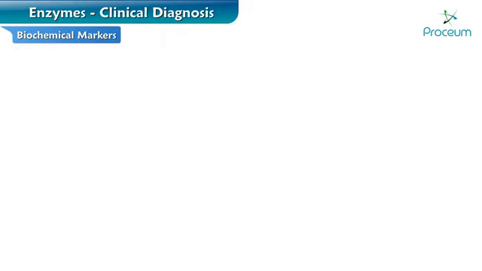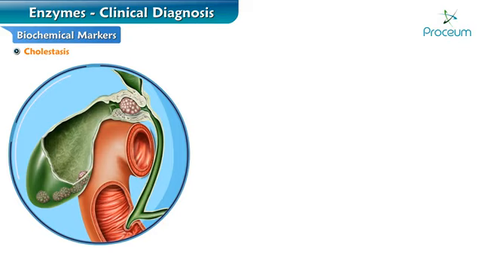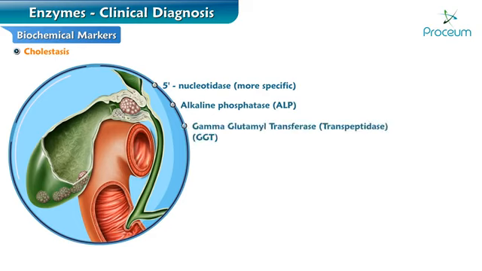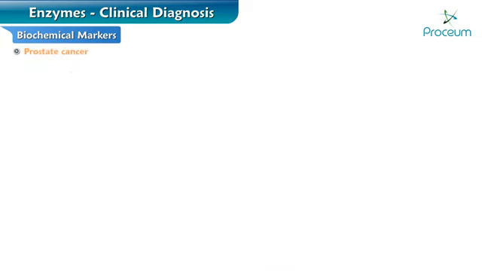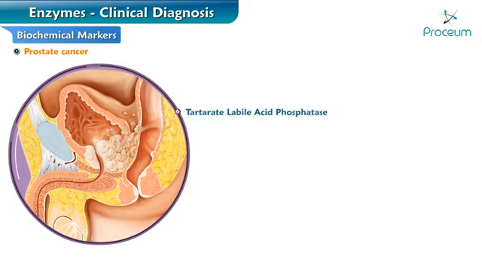Enzymes whose elevation in serum reflects cholestasis include 5' nucleotidase, which is more specific than ALP and GGT, alkaline phosphatase, or ALP, and gamma-glutamyl transferase, or transpeptidase, which is abbreviated GGT. This is mainly used to identify occult alcohol use. Enzyme markers in prostate cancer include tartrate-labile acid phosphatase and prostate-specific antigen, or PSA.